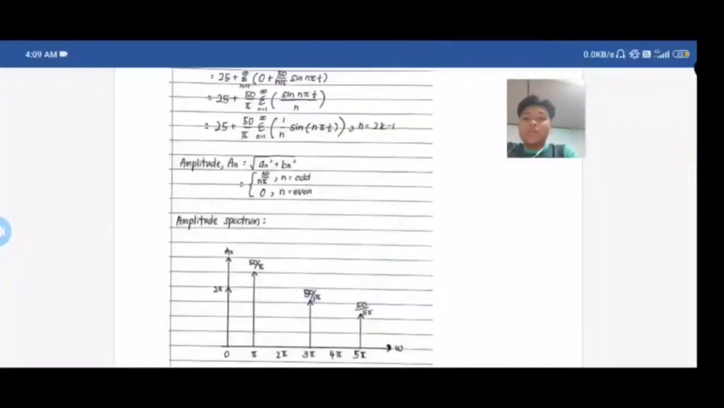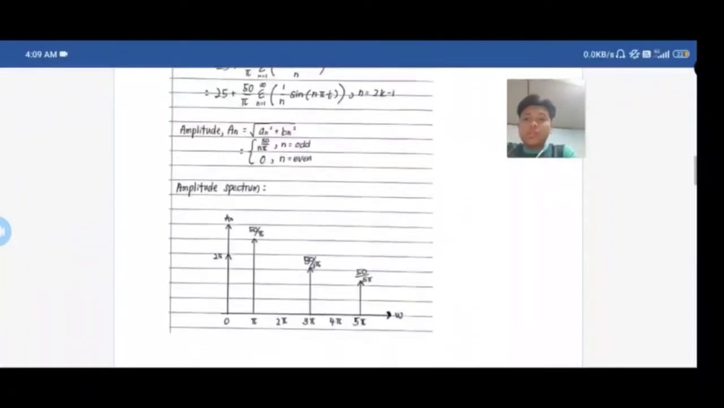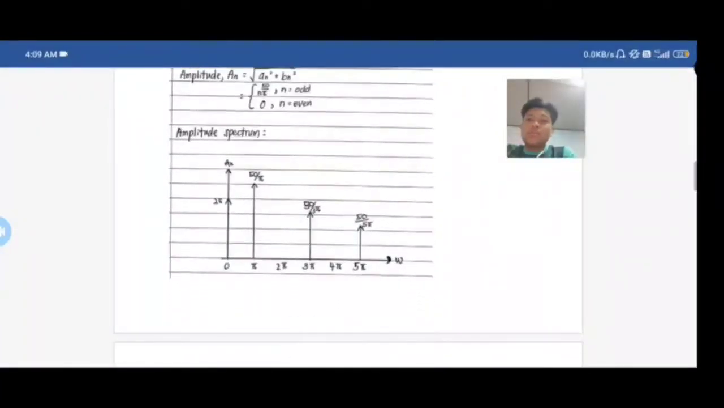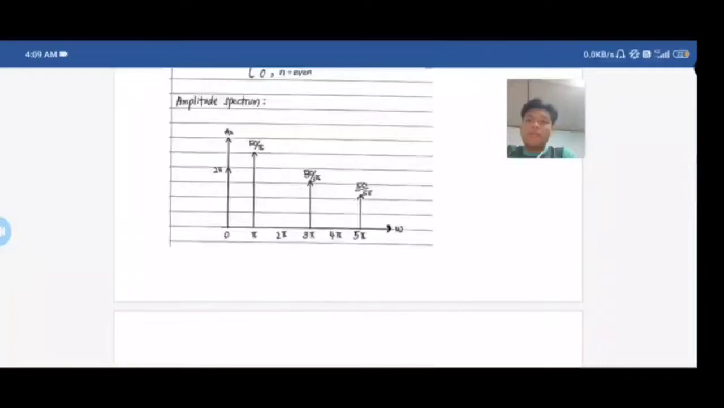The formula is the square root of An squared plus Bn squared. So for the above, it is 50 over n pi, which is when n is odd, and it is 0 when n is even. So this is our amplitude spectrum. This A0 is 25, then 50 over pi, and then 2 pi, 3 pi, 4 pi, and 5 pi.